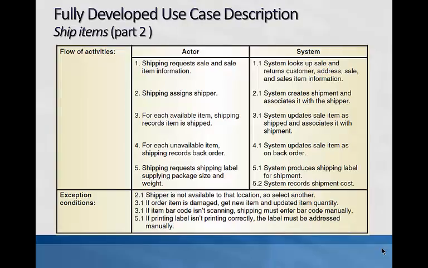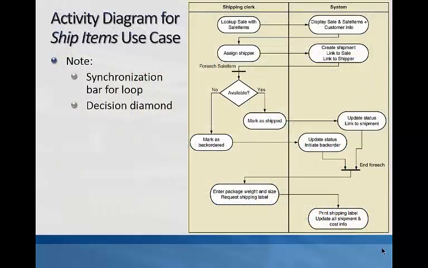Here's another example of a flow of activities from the fully developed use case description for the Ship Items use case. In this sequence of steps, there are 5 activities done by the actor with appropriate responses by the system. This description seems to indicate a straightforward flow of activities, but with 4 error conditions. Here is the corresponding activity diagram. This diagram highlights some of the benefits of drawing an activity diagram. In this figure, we note that there is a loop for each cell item, as shown with the synchronization bars at the beginning and ending of the loop. We also note that there is a decision point depending on whether the item is available or not.